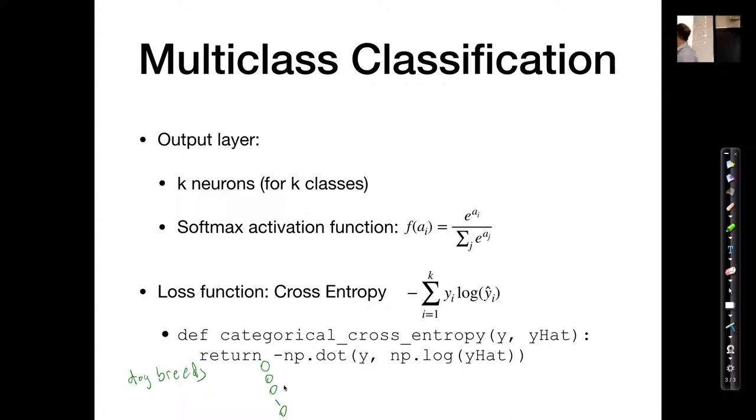We can take the dot product of y and np dot log of y hat. Assuming here, y is one hot encoded. If y isn't one hot encoded, right, if you're getting actually like a value 3 here, then it would really be the index into this array. Right, you could take the log of y hat at 3.